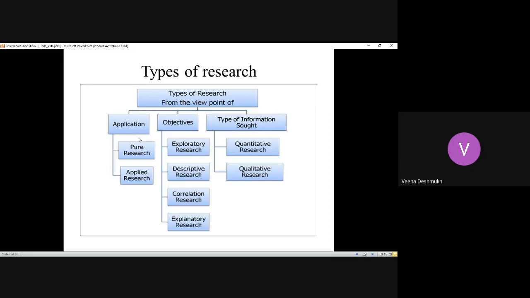Now the next one is slightly different from these two. Depending upon what type of information you gather, or what type of answer or outcome you expect from a research, on the basis of that, you have two more classes, quantitative and qualitative. Now, quantitative, as the name itself says, you have to define the exact quantity, exact number.